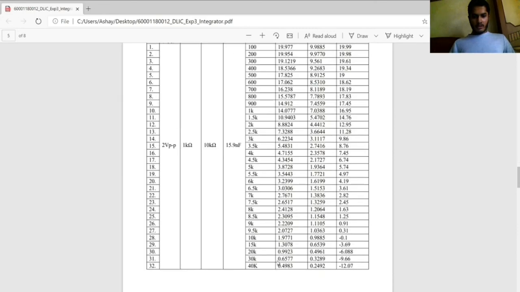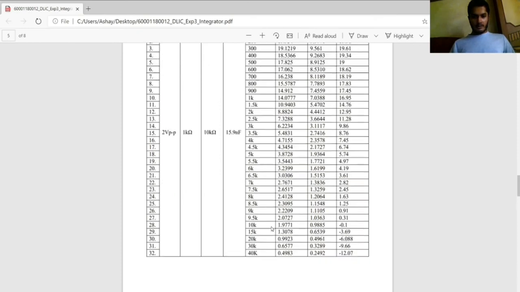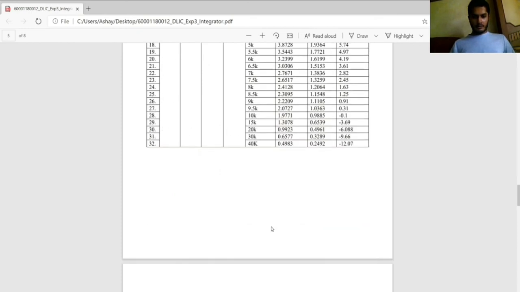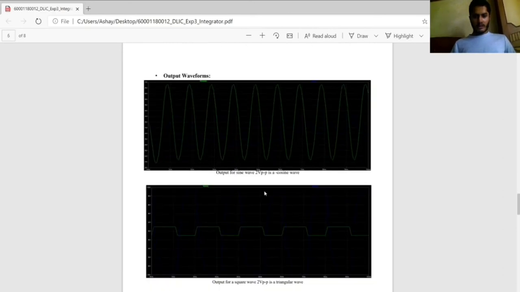Now this is the observation table, and for different values of frequency we observe the different values of the output voltage. This is the gain and this is the gain in dB. Now for different input waveforms we get a different waveform at the output.